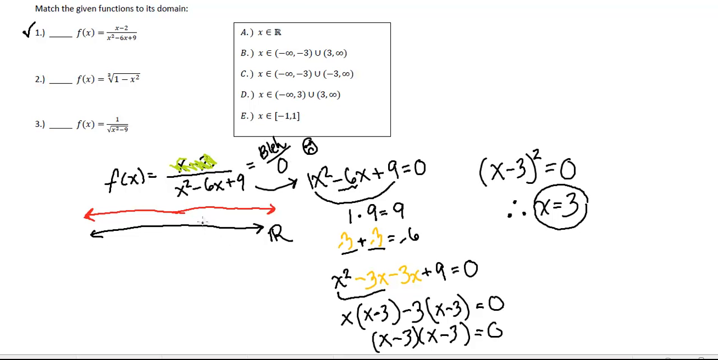So what I need to do is go into my number line. We'll say 3 is right here. And I'm going to go ahead and pluck that right out of my domain. So I can have everything that's not 3 in the domain, and I'm in a good place.